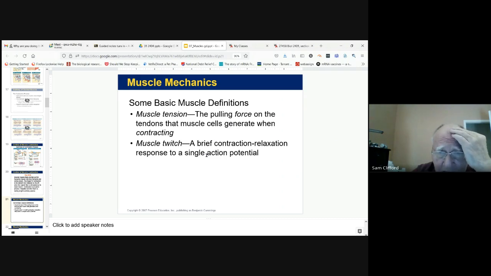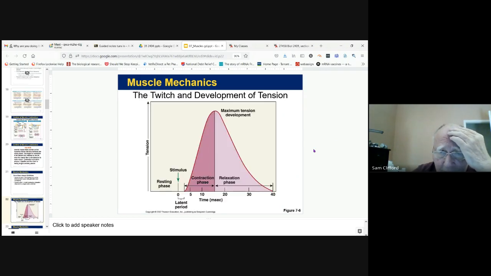A muscle twitch is a brief contraction and relaxation in response to a single action potential. So this is a twitch. As the muscle contracts, the force generated, the tension, increases very rapidly within about 5, 6, or 7 milliseconds. And there's a little latent period when the stimulus hits.